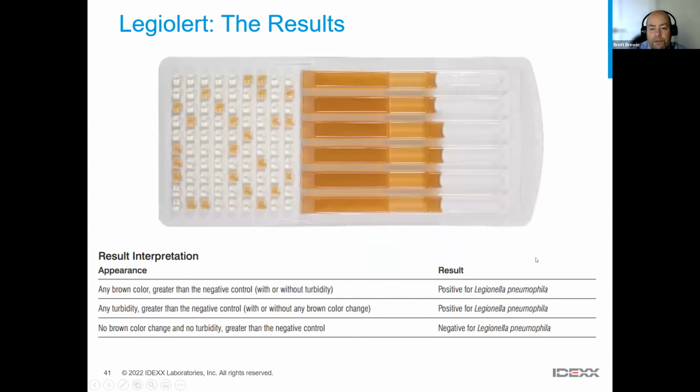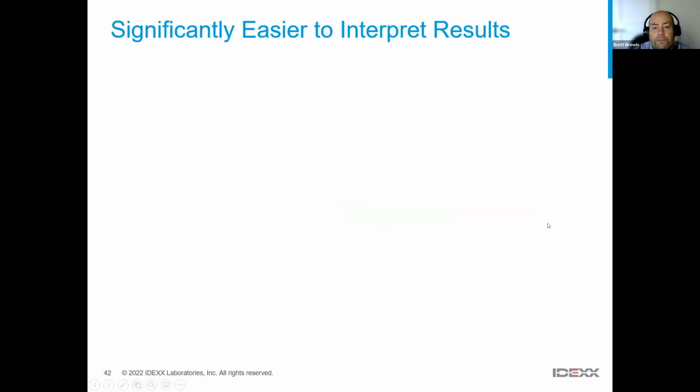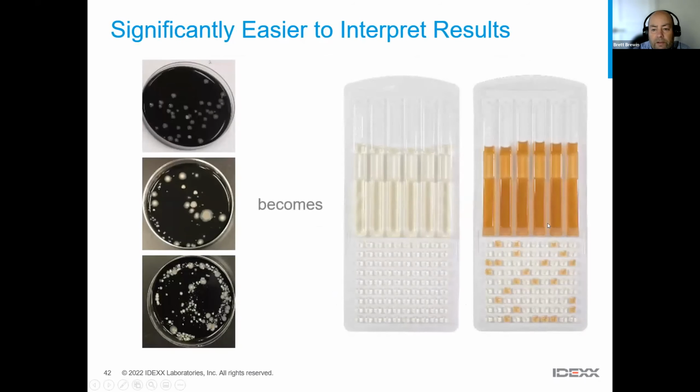Results are very simple to interpret. Any brown coloration that you see should be interpreted as positive for Legionella pneumophila, but also sometimes you might see turbidity without coloration, and that's also positive. If there's no color change, there's no turbidity, that's a negative result. I think you can see it's significantly easier to interpret results than the current reference method, which is your GVPC or BCYE agar.